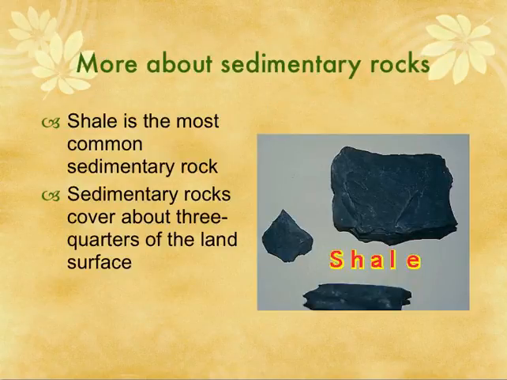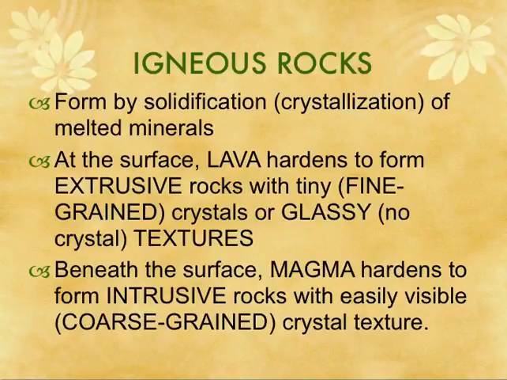So sedimentary rocks, they're the most common or abundant ones that we find on the surface of Earth because most of our land is made from them. Shale is the most common. You can actually sort of break it apart easily with a hammer and a chisel into different flat, thin layers.